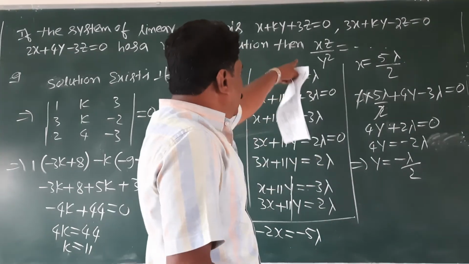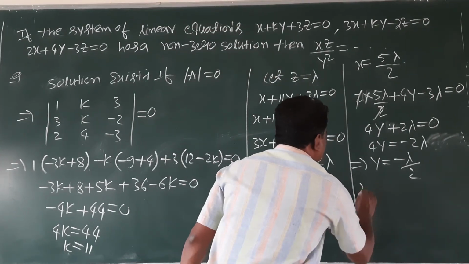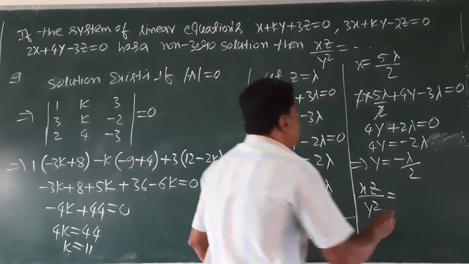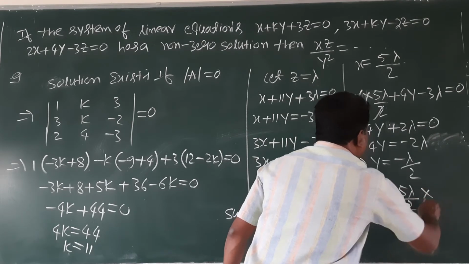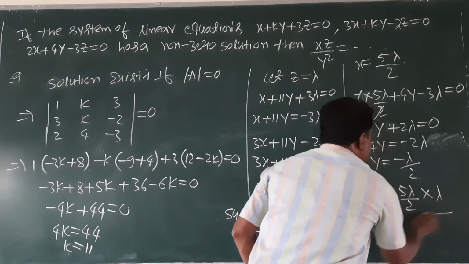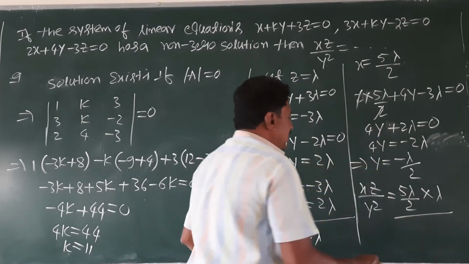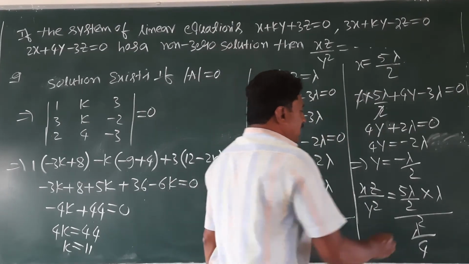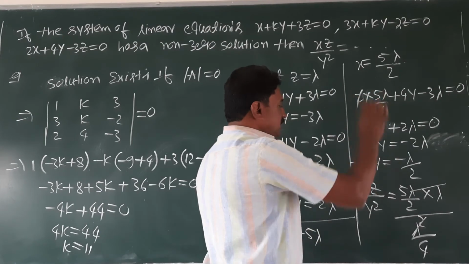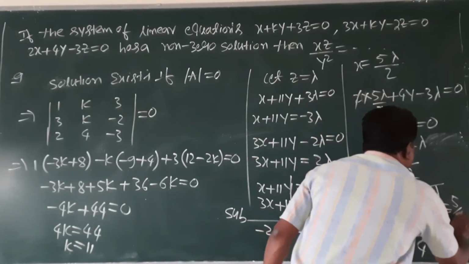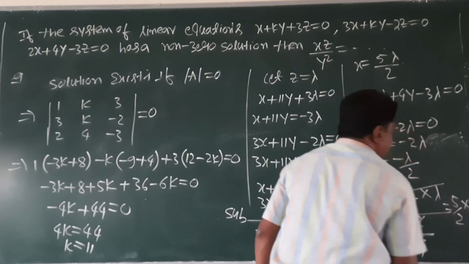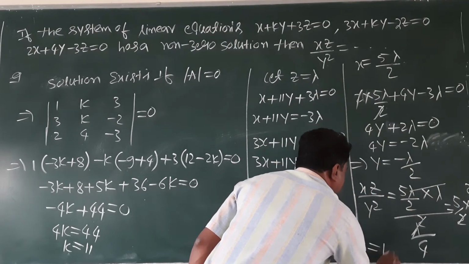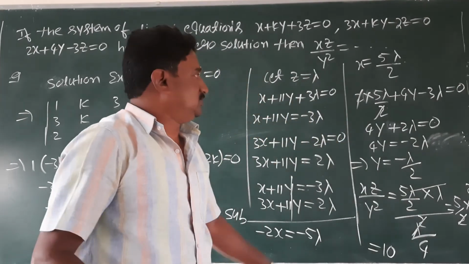So we got y. Now substitute in x z by y square. Tell me the x value, students. x is 5 lambda by 2, z is lambda, and y square is lambda square by 4. The lambda square gets canceled. Reverse it: 5 by 2 into 4 by 1. 2 2s are 4, 5 2s are 10. Tell me the answer, students. So 10 is the answer.